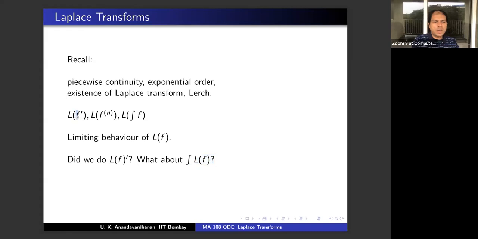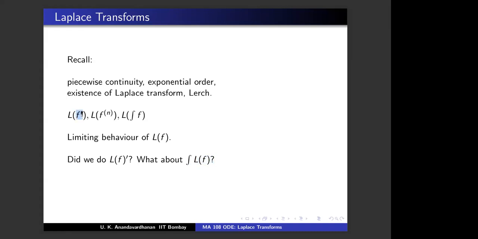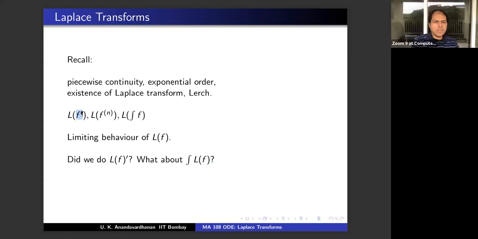So here, division by t. Here, f prime was inside the bracket, and it involved multiplication by s outside. The integral was inside the bracket, and that involved division by s outside. Here, the differentiation is outside, and that involved multiplication by t inside. From these three pictures, what should be the answer for this?